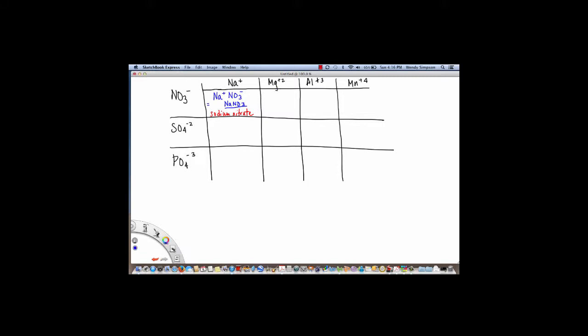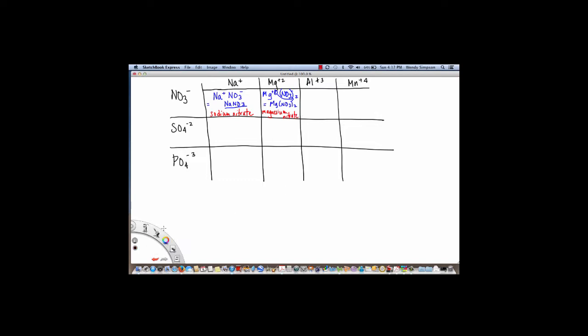If I combine magnesium with nitrate, magnesium has a +2 charge, nitrate -1. We apply the crisscross rules. The 2 becomes the subscript on the nitrate. Remember, when you add a subscript to the polyatomic ion, you're putting parentheses around the entire ion. And the 1 here becomes the subscript on the magnesium, which we then don't need to write. So we end up with Mg(NO3)2. The name of the compound, magnesium nitrate. Sorry, I'm really squeezing this in here.